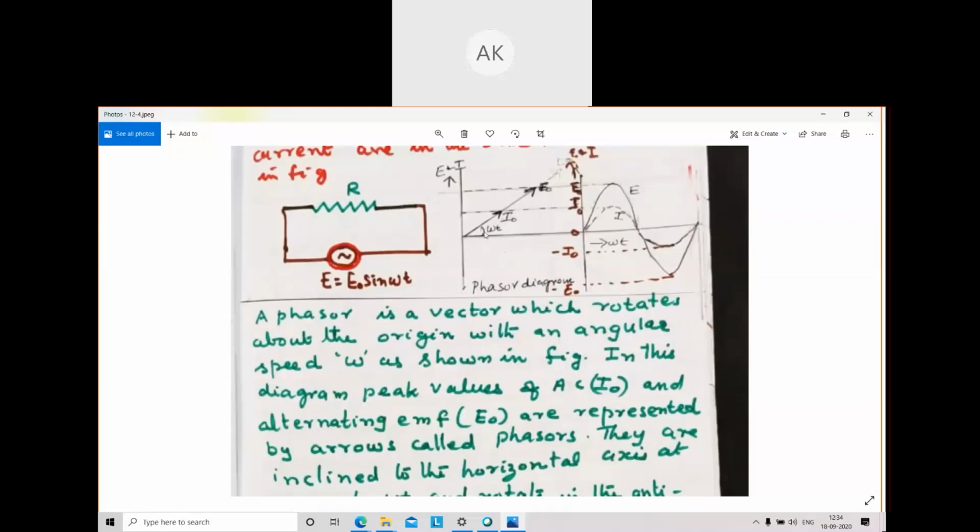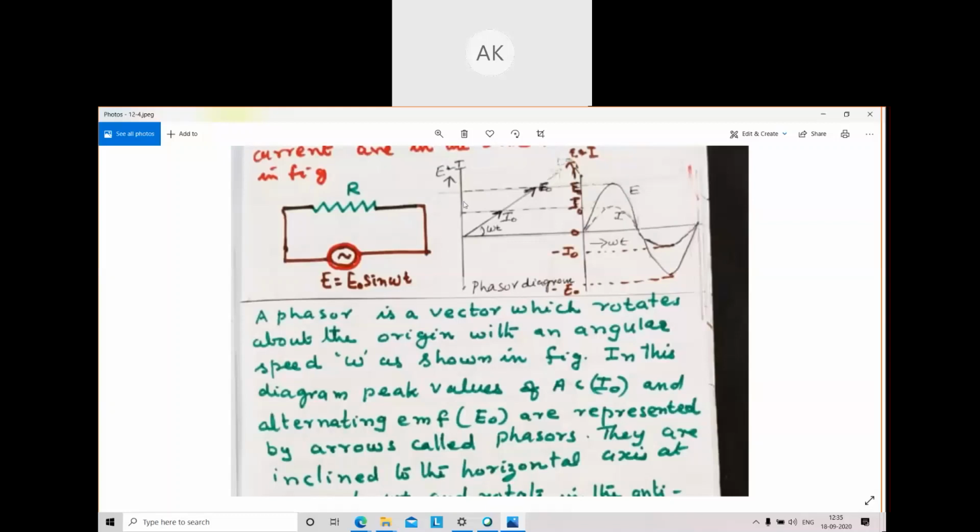If they are in the same phase, E equals E0 sin omega t, I equals I0 sin omega t. When the vector starts from the origin with an angular velocity, it rotates in the anti-clockwise direction. Anti-clockwise rotation is always taken as positive and clockwise as negative. So here the vector is rotated in the anti-clockwise direction and the phase is omega t. Omega t is the phase, so we show the phase angle here.